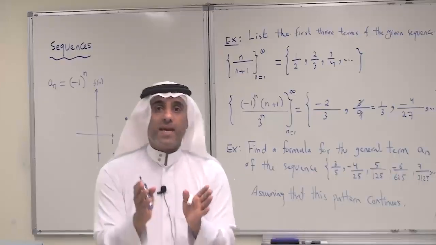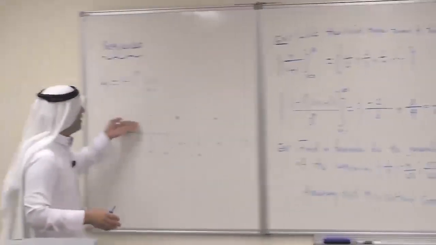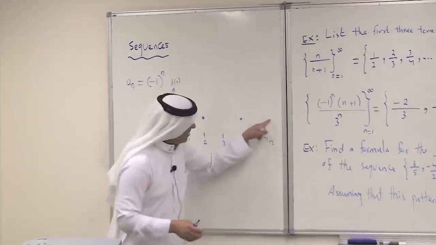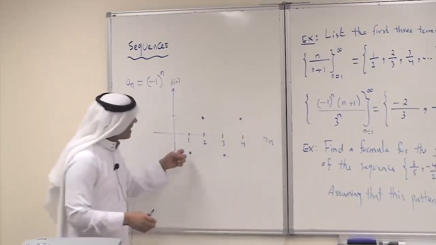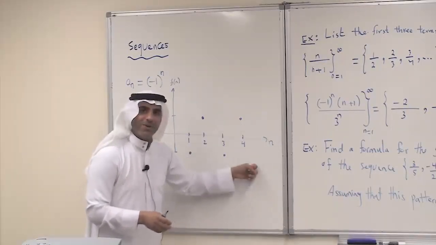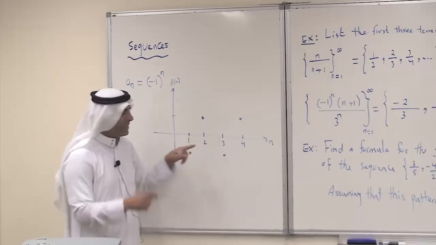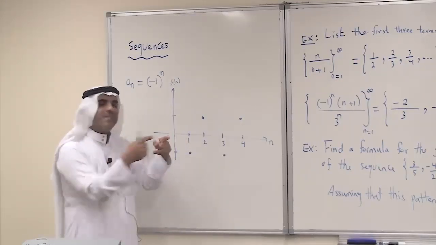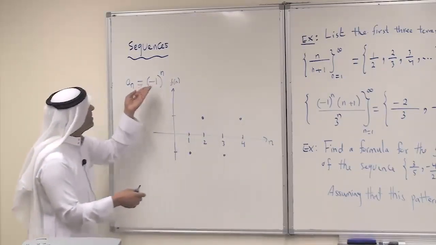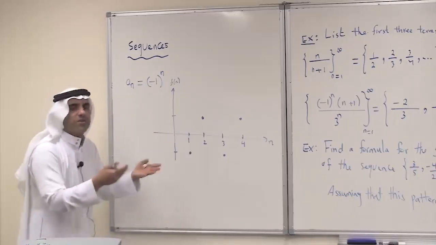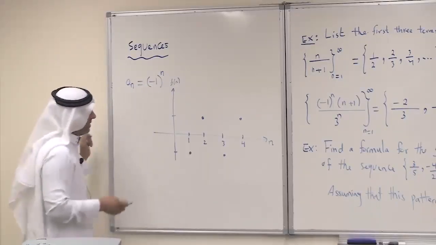Mathematically speaking, we say this sequence has a subsequence that goes to 1, another subsequence that goes to minus 1, and these two subsequences do not go to the same limit. So simply we say this sequence is not convergent, or we say it is divergent.